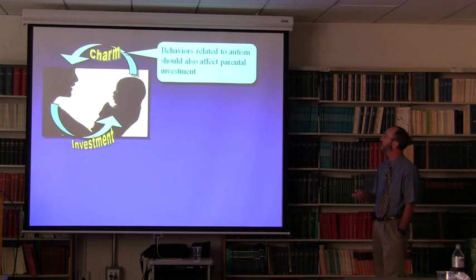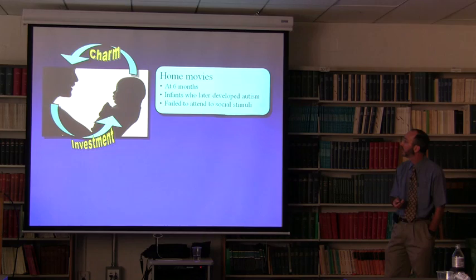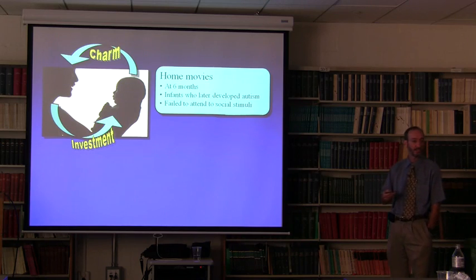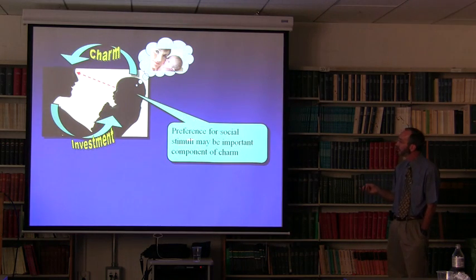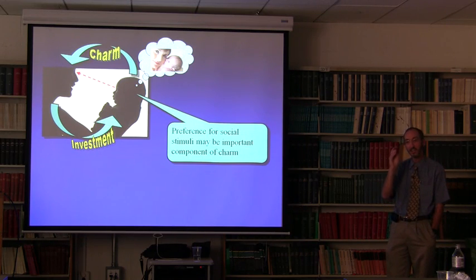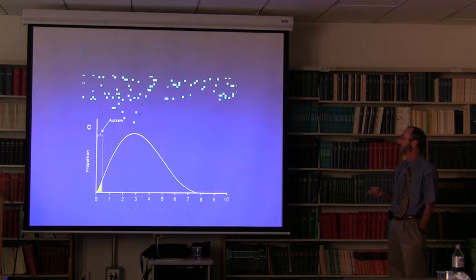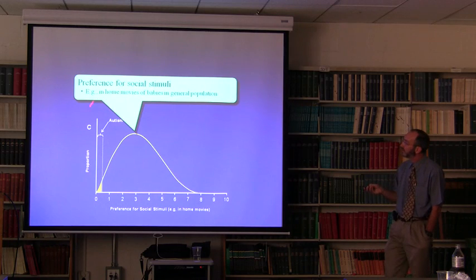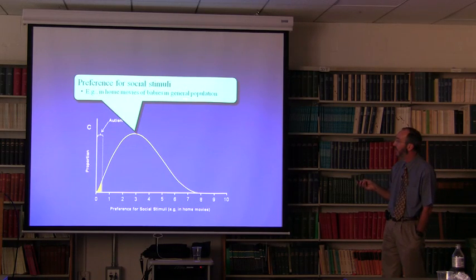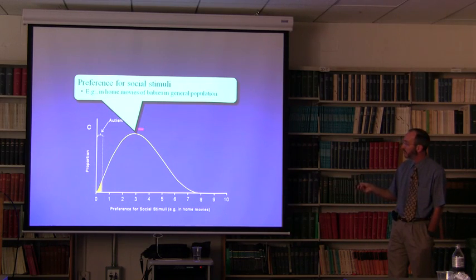Behaviors related to autism should also affect parental investment. Recall that home movies at 6 months show that infants who later developed autism failed to attend to social stimuli. So the preference for social stimuli may be an important component of charm, being able to track mom's eyes. If so, then the preference for social stimuli, as seen in home movies of babies in the general population, should show that that ability varies greatly across the general population.